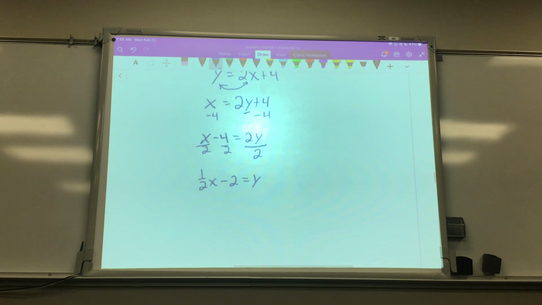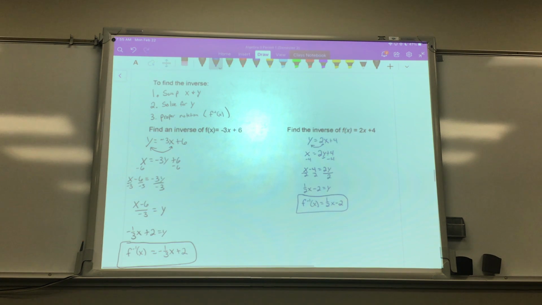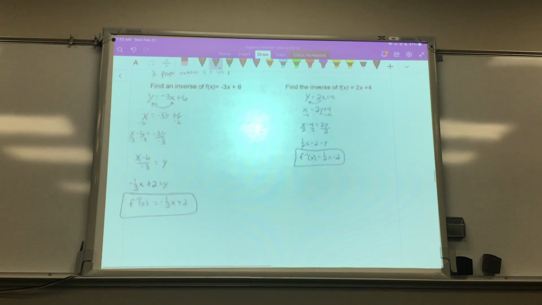Morgan? Proper notation. Okay, that's telling me, I don't have the original function anymore, I have the inverse function. Okay, and that's equal to that 1/2 x minus 2. Questions?